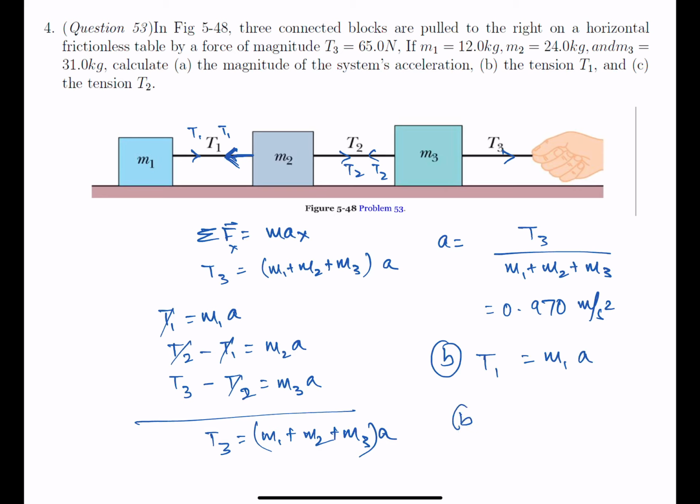Similarly for C, we need to find tension 3. Tension 2 is, we can just use this equation here. So that is M2A plus tension 1. Whatever tension you find here, you can plug that in here.